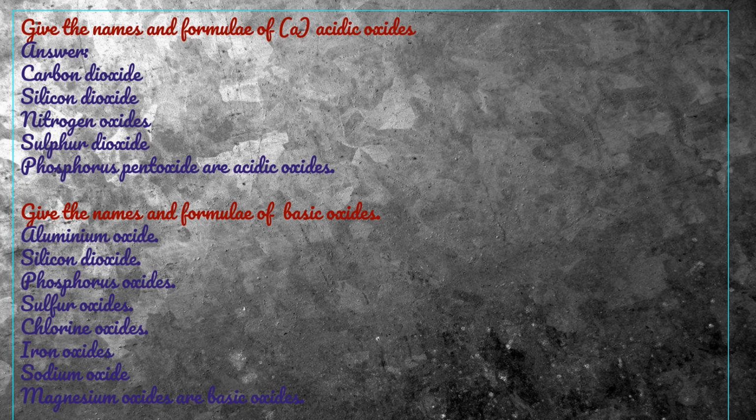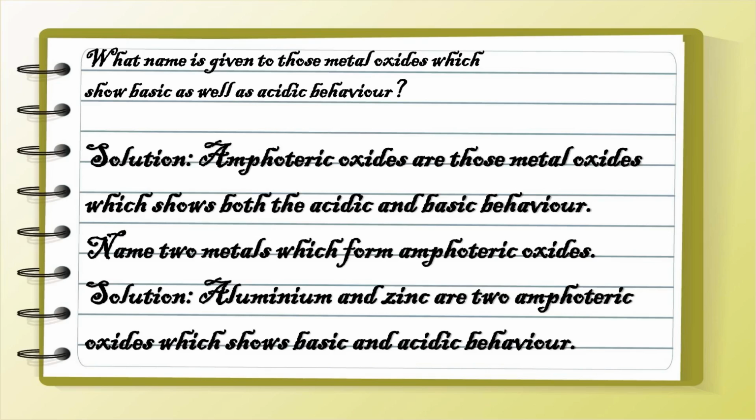Give the names and formulae of basic oxides. Aluminium oxide, silicon dioxide, phosphorus oxides, sulfur oxides, chlorine oxides, iron oxides, sodium oxide, magnesium oxides are basic oxides. What name is given to those metal oxides which show basic as well as acidic behavior? Solution. Amphoteric oxides are those metal oxides which show both acidic and basic behavior. Name 2 metals which form amphoteric oxides. Solution. Aluminium and zinc form amphoteric oxides which show basic and acidic behavior.